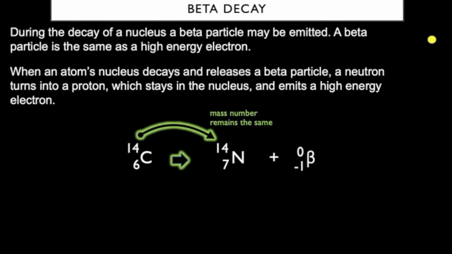So if we were to look at the mass of the right hand side and the mass of the left hand side of our equation, then they would be the same. And looking at what's happening underneath to our protons, the atomic number has gone up by 1. So that must mean that I've gained a proton. So a neutron has turned into a proton.